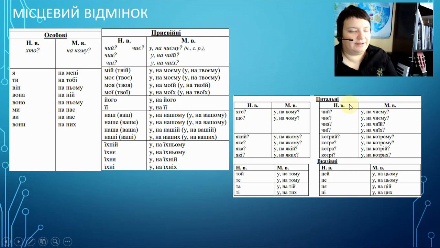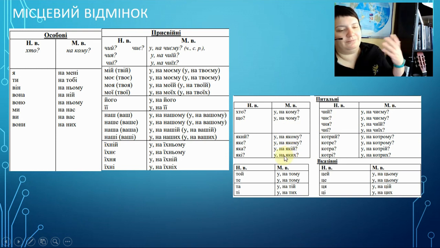Now look at interrogative pronouns. So, nominative case. Хто, що, who, what, який, which one, what kind, and the forms. Який masculine, яке neuter, яка feminine, які plural. And the forms. У, на кому, on whom, у, на чому, on what, or in whom, in what. У, на якому, on which kind, in which kind, the same form, masculine and neuter. У, на якій, feminine, у, на яких, plural. So, it can be the preposition у, inside something, or на, on something.